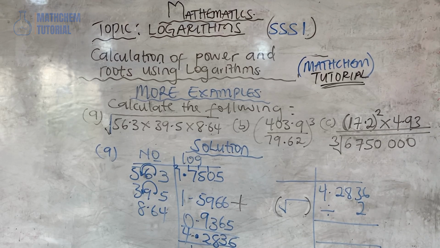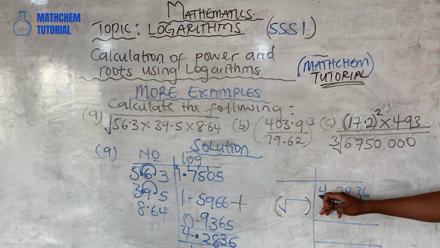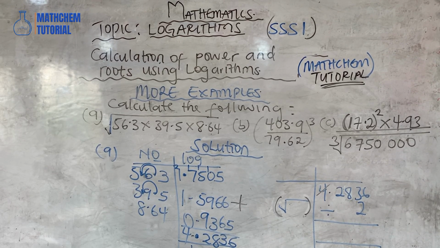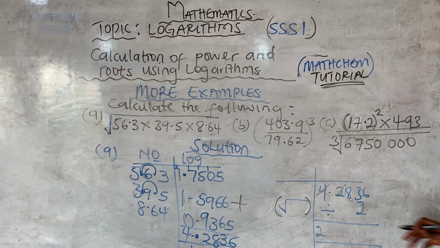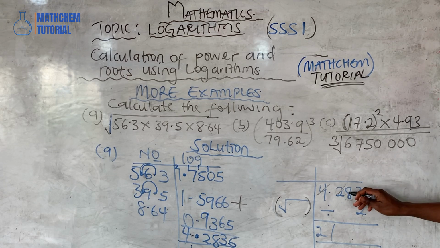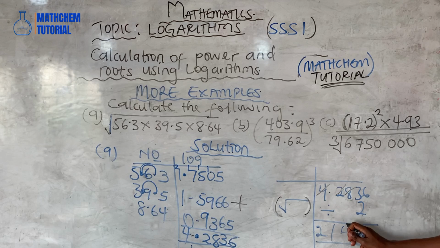Now let's do our division properly as well. 2 in 4, you can see I started my division from this particular place. 2 in 4 gives us what? 2. So I will write 2 here. Then 2 in this 2 that we have here, that is 1. So I will write my 1. Then 2 in this 8, that is 4. So I will write 4 here.